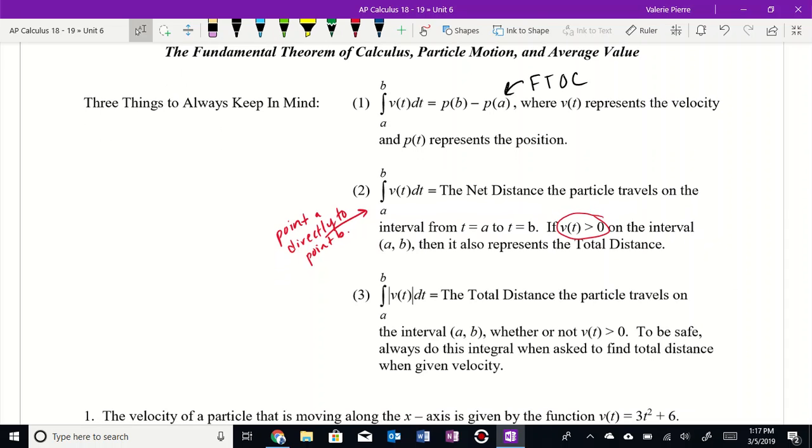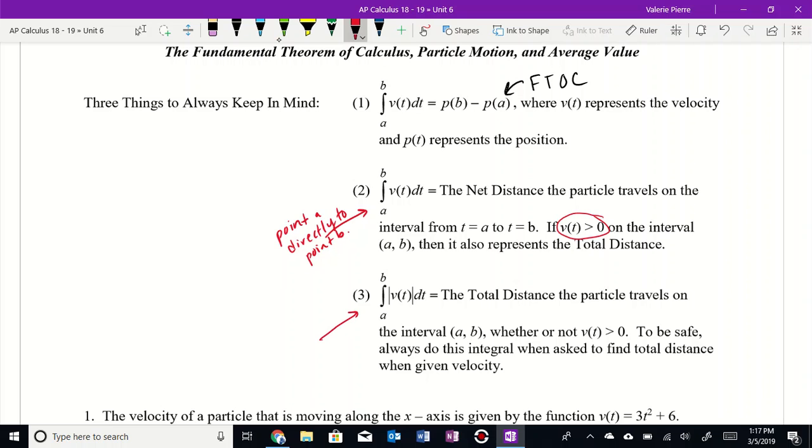And the third thing to keep in mind is that the integral from a to b of the absolute value of v of t dt is equal to the total distance the particle travels on the interval from a to b, whether or not v of t is greater than 0. To be safe, always do this integral when asked to find total distance when given velocity.